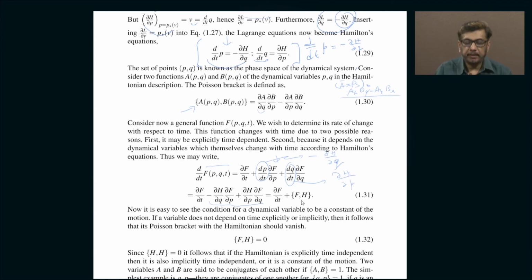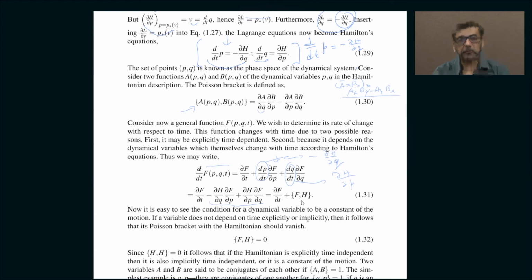So you can see that the rate of change of any general function with time depends upon its rate of change due to reasons other than the trajectory. But if you want the rate of change due to the trajectory of the particle, then all you have to do is find the Poisson bracket of that function with the Hamiltonian. That's going to tell you the rate of change of the function solely due to the trajectory of the particle, which of course changes with time.